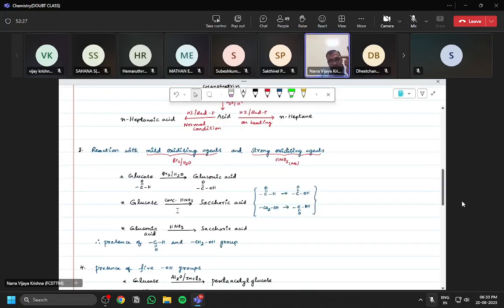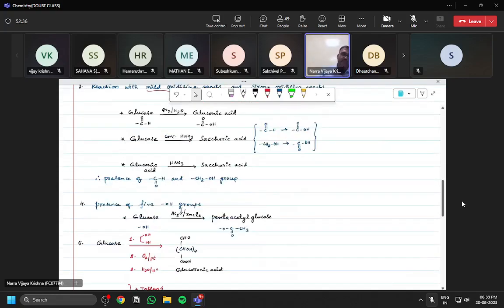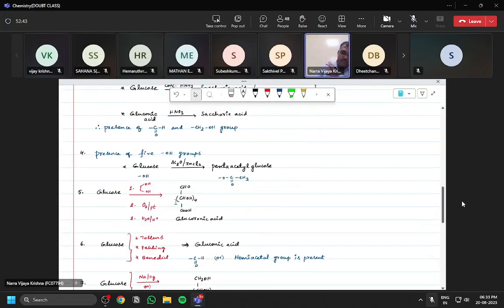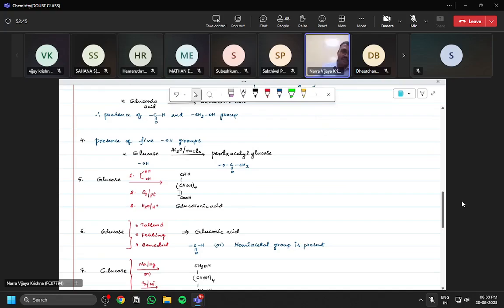With a mild oxidizing agent, bromine water, you get gluconic acid. With concentrated sulfuric acid and nitric acid, you get saccharic acid. This confirms the presence of an aldehyde group and a primary alcohol group. With acetic anhydride, you get a pentaacetyl product. So it predicts the existence of 5 OH groups.